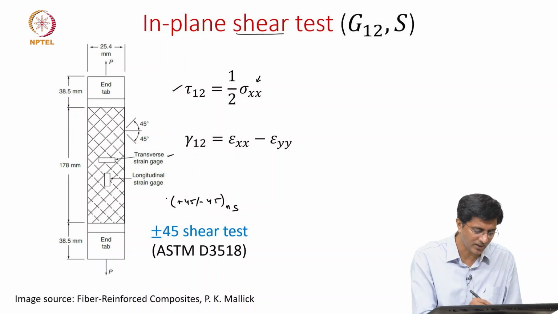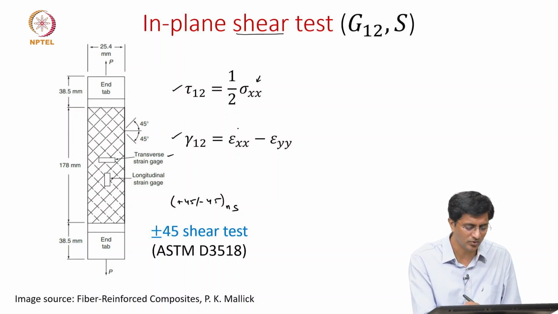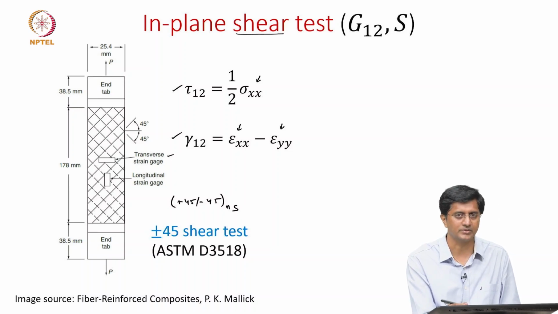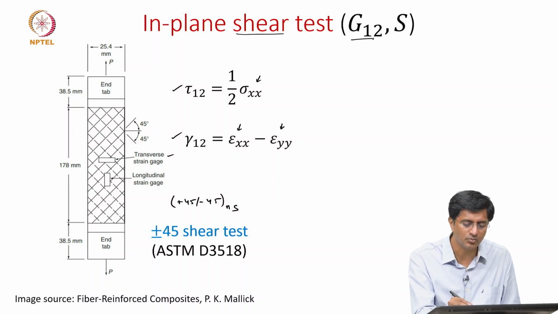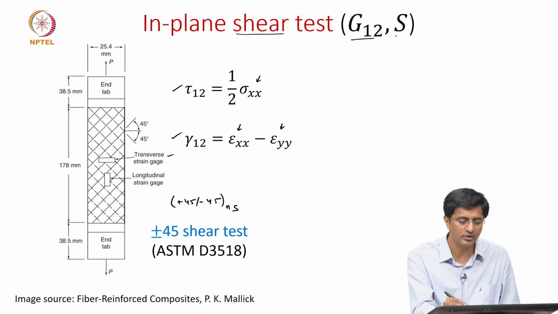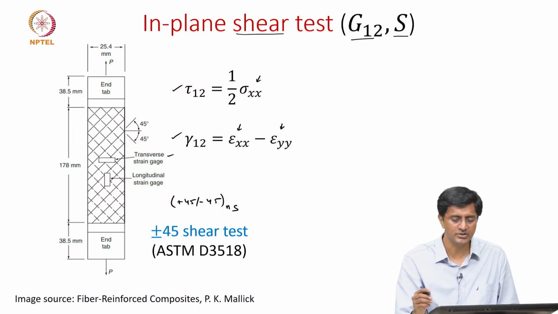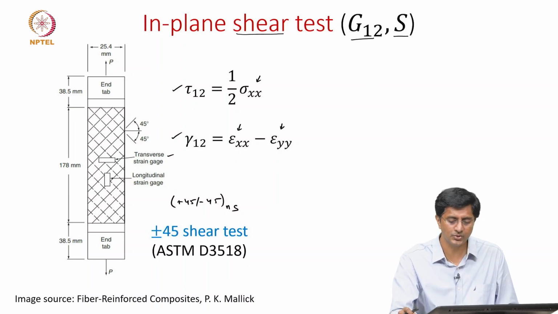Similarly, for this specific laminate, we should be able to find the shear strain once we know the normal strains in the x direction and in the y direction. So from this, one should be able to find out the shear modulus, and if you load till failure, we will also know the shear strength of this laminate. There are other means to do this.